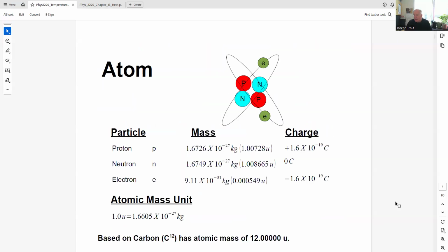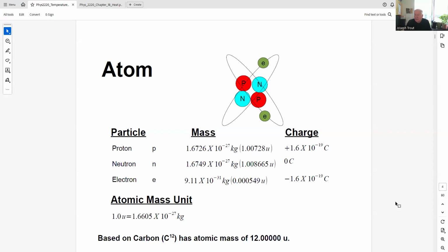So first, let's talk a little bit about atomic theory. As you know, we have this planetary model of the atom, and it shows the protons and neutrons in the center and electrons orbiting around the nucleus. Protons and neutrons have about the same mass, at least it's good enough for this class, about 1.67 times 10 to the minus 27 kilograms. The charge of the proton is plus 1.6 times 10 to the minus 19 coulombs. And we'll discuss what a coulomb is in Physics 2.